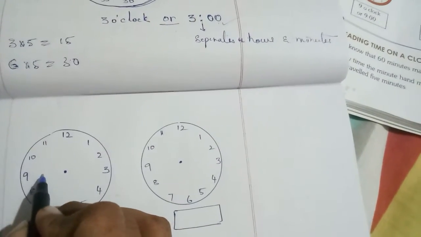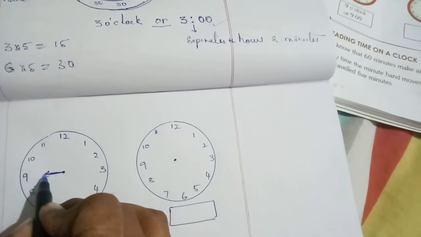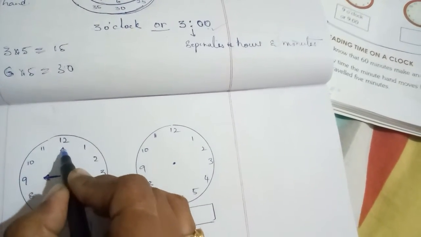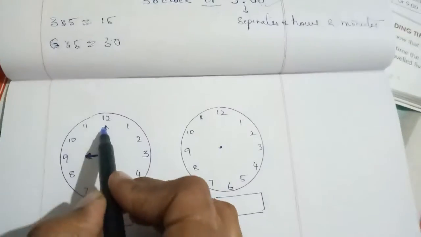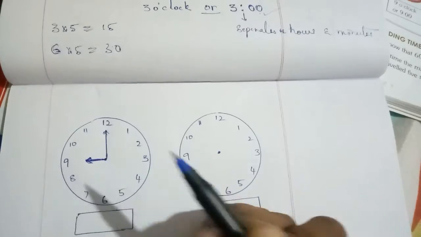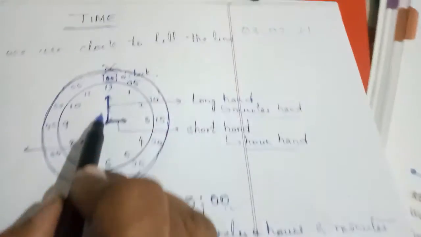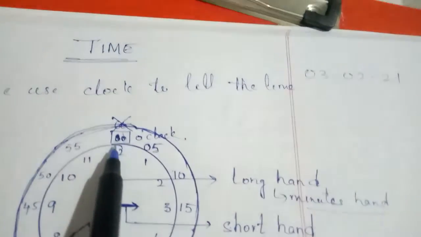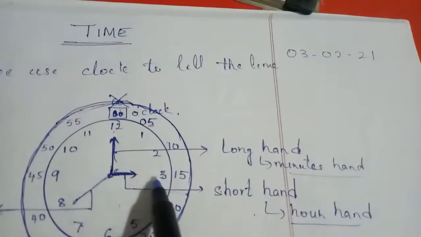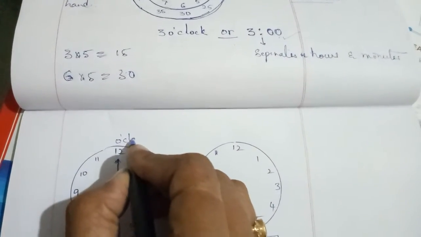Now, this is the short hand. The short hand is at 9. The long hand is at 12. This is the hour hand. This is the minute hand. Now what is the time now? 9 o'clock. I told you, na, 0 0. Here we don't write 60, na. 2 zeros means o'clock. I told you, na, like 3 o'clock. 9 o'clock. Okay, 9 o'clock.